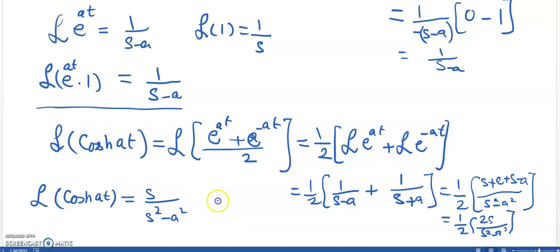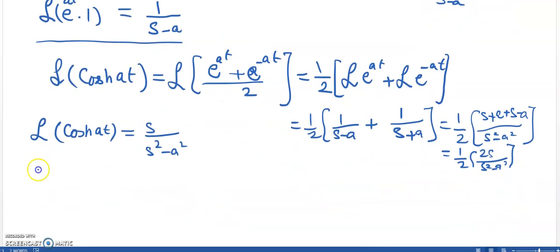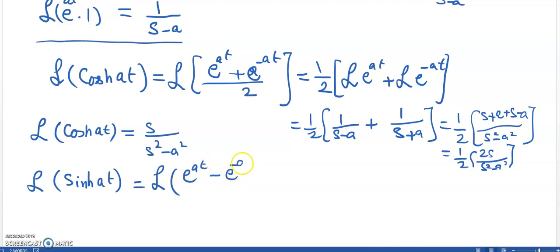By the same principle we can find that the Laplace transform of sinh at, hyperbolic sine at, will be equal to the Laplace transform of e power at minus e power minus at, divided by 2, and with similar calculations you will find that it will be a over s square minus a square. Okay, so that was easy.